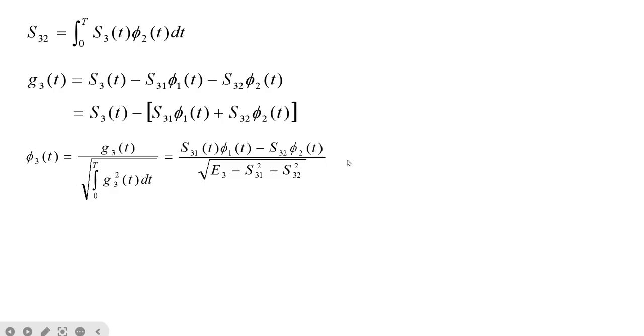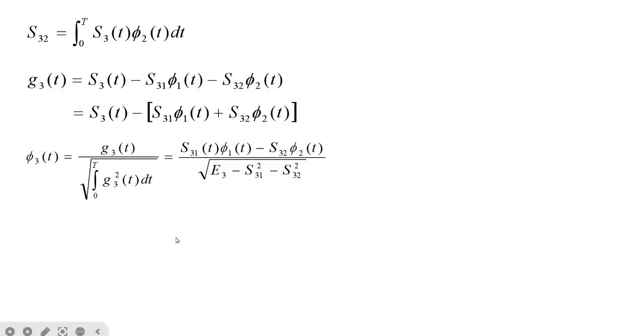So this value we are substituting here. Here I have directly written the answer, so you can directly write the answer like this. You will get S3 of t minus S31 phi 1 of t minus S32 phi 2 of t, divided by the square root of, here you should not get a t value, this t should not be there. You should get only S3 of t minus S31 into phi 1 of t minus S32 into phi 2 of t, divided by the square root of E3 minus S31 square minus S32 square.